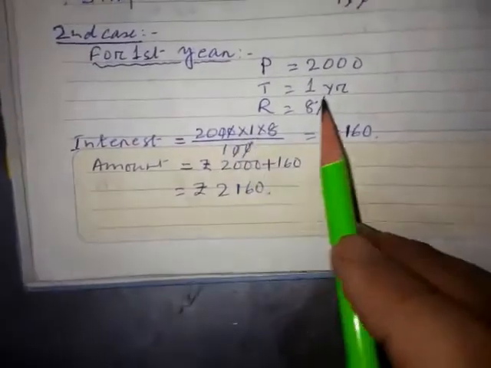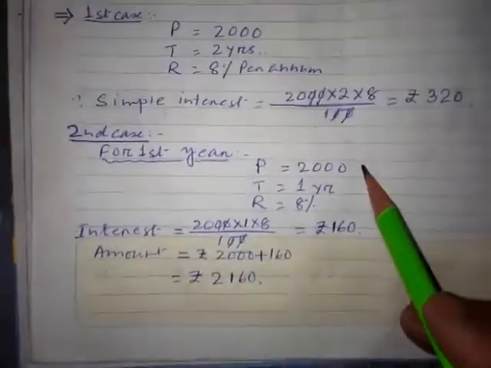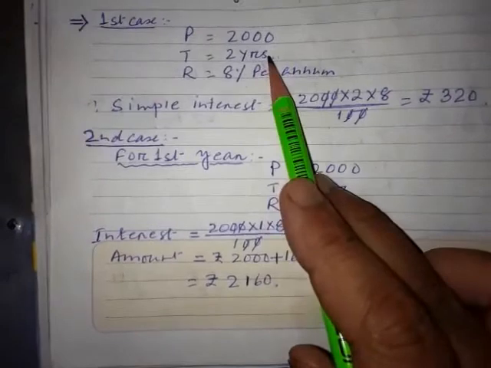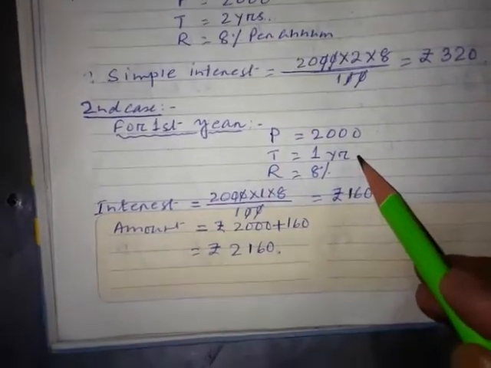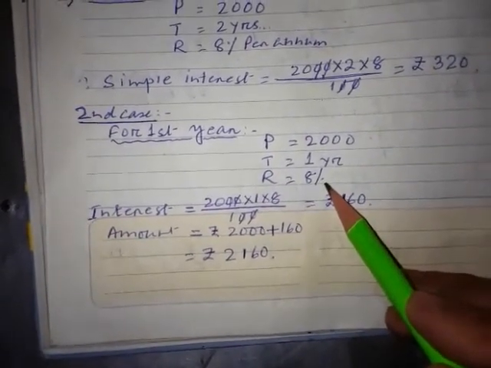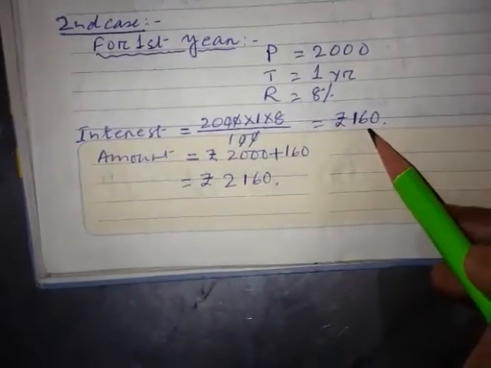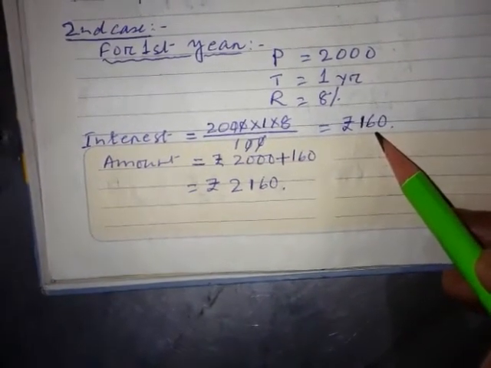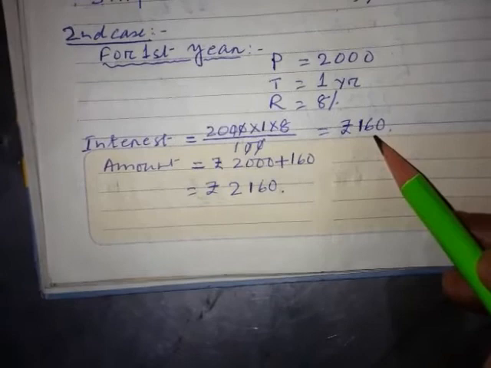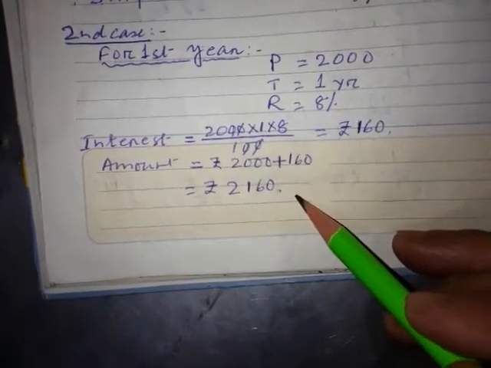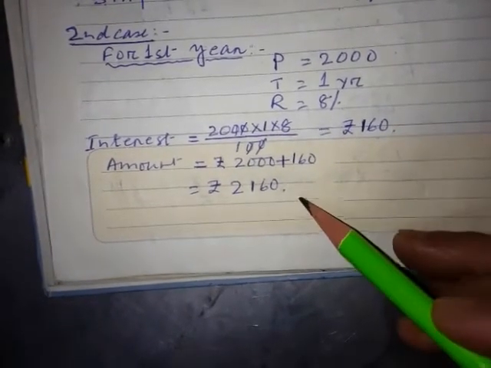Same way I am doing it for the first year. Same principal as given here. Now time here is 2 years. Sorry, here we have taken the time 1 year. What is the rate? 8%. You know how to find out the interest: P into R into T by 100. If you got the interest, easily you can find out the amount after the end of first year. Principal plus interest, that's the amount.